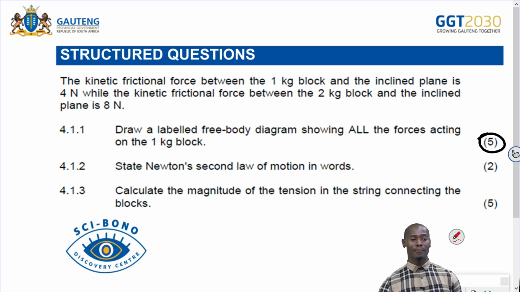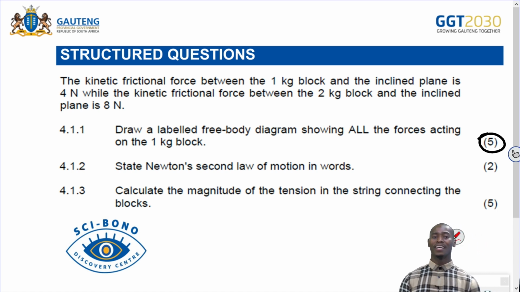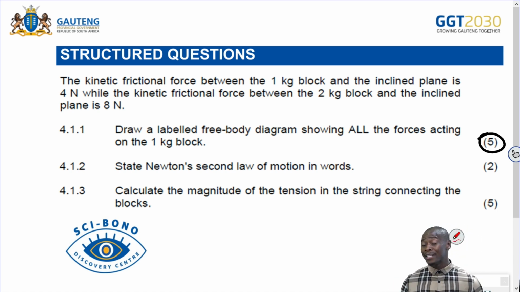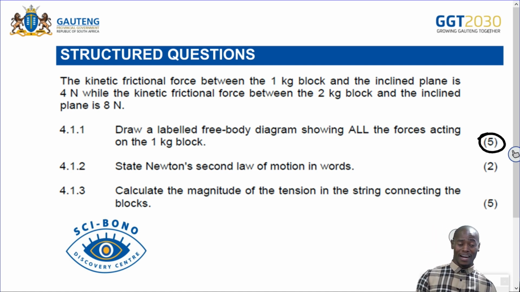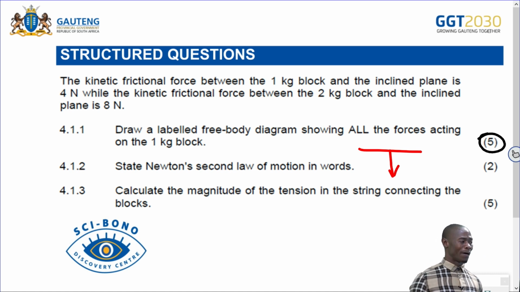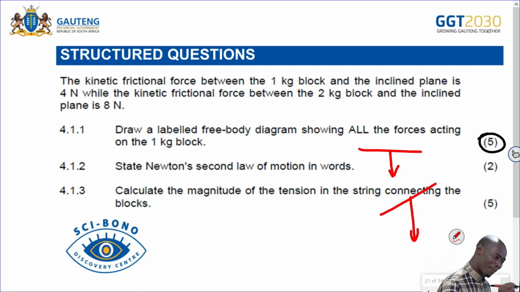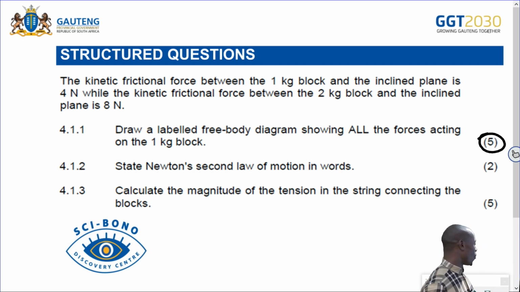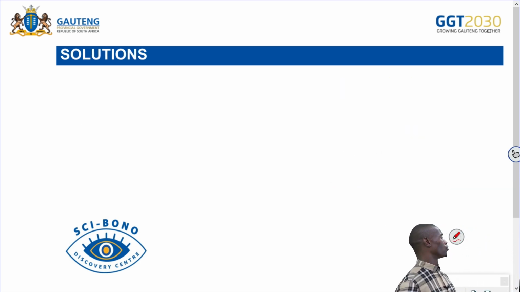Then for 5 marks, they want us to calculate the magnitude of tension in the string connecting the blocks. All right, now it's about calculation, and this is an inclined plane. Your weight, or Fg, is applied at an angle, it is not perpendicular. When your Fg is perpendicular, you don't resolve. But on an inclined plane, it is applied at an angle which is not 90 degrees. So since it is applied at an angle, we need to resolve that weight into its components. So how are we going to do that?